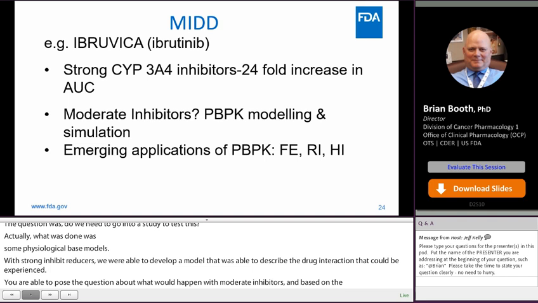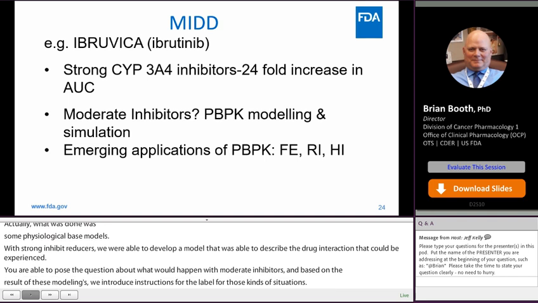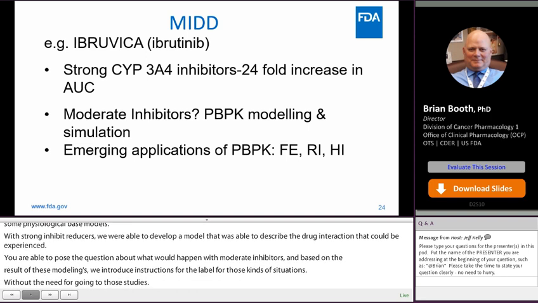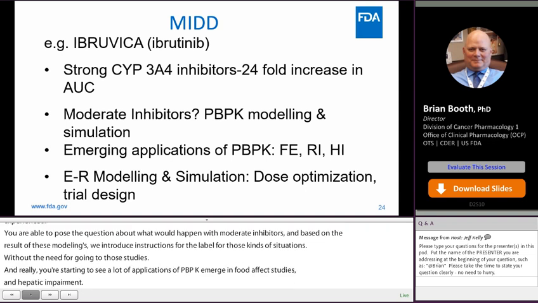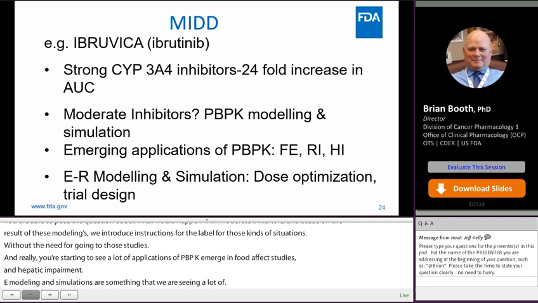And really, we are starting to see a lot of applications of PBPK emerge in areas like food effect studies, renal impairment, hepatic impairment, and also exposure-response modeling and simulation is something that we are seeing a lot of. It's a very important tool helping us to optimize doses as well as to come up with more efficient trial designs which save us time and money in the long run. So this is becoming a very useful modality for us.